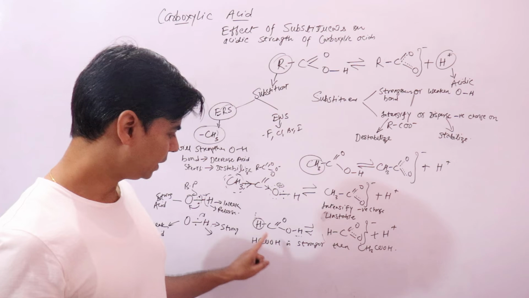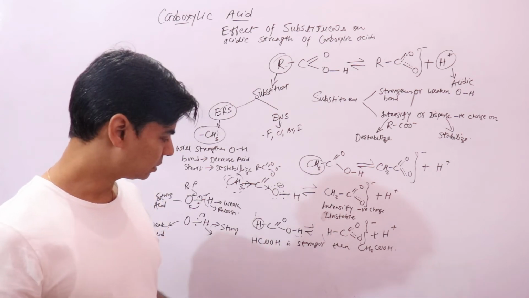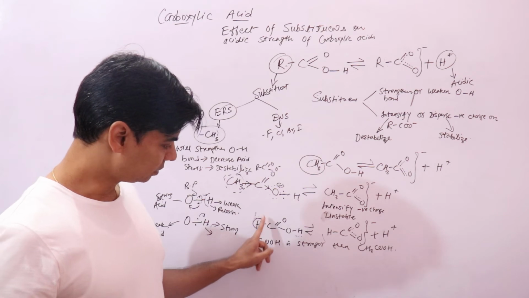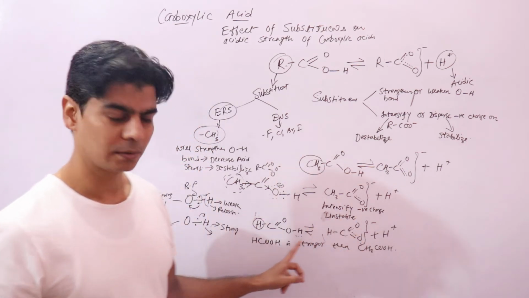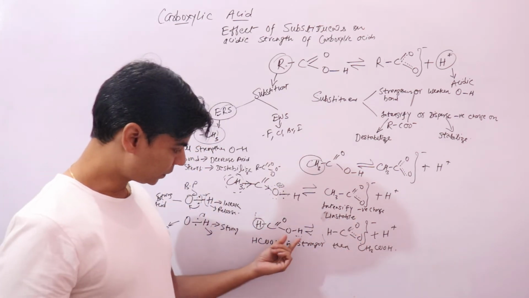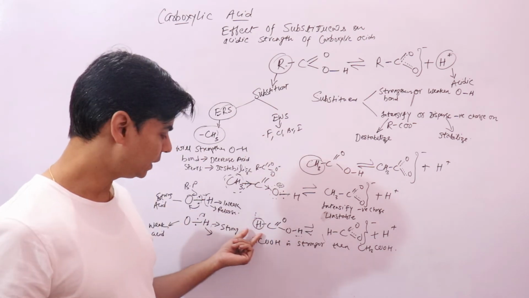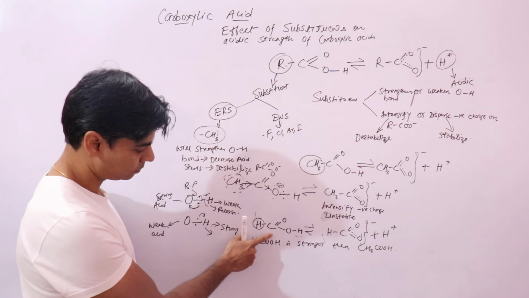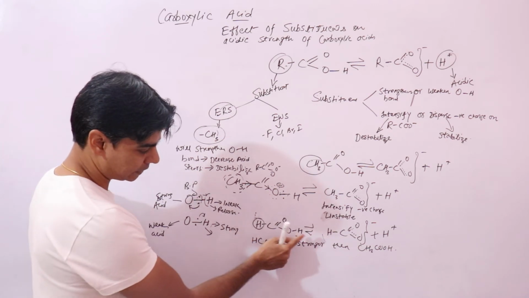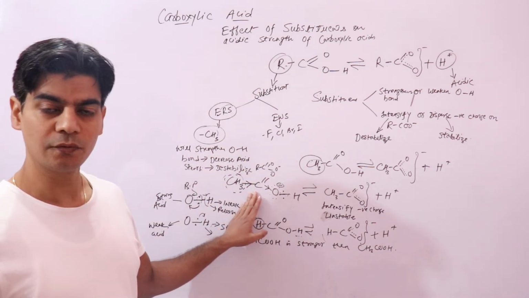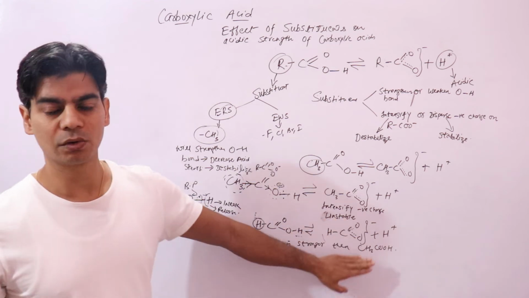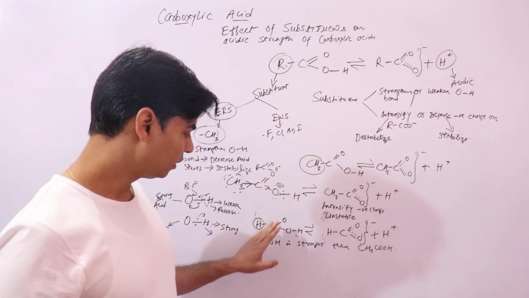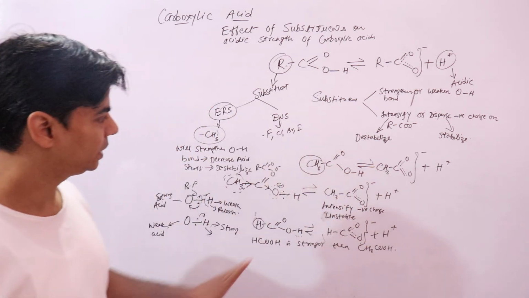And the second thing is, there is no electron releasing substituent attached to the carbonyl carbon that can destabilize the formate ion, or that can strengthen this bond, like it happened in case of acetic acid. So formic acid is stronger than acetic acid. This is an important question. This has been asked in exams many times: why is formic acid stronger than acetic acid, right? This is the explanation.